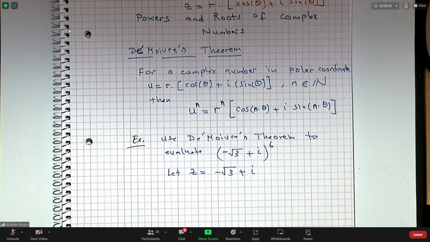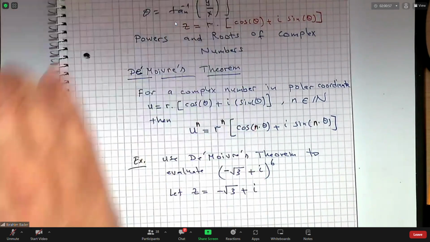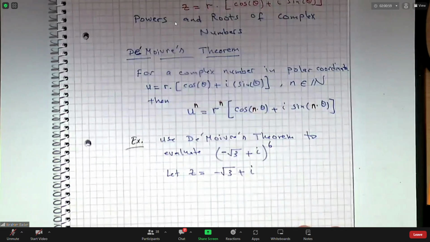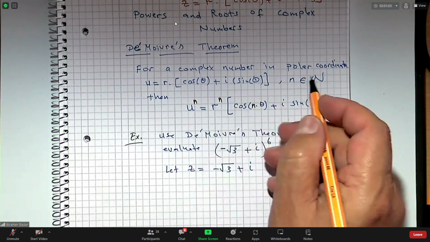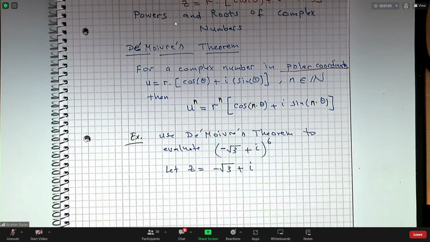...times the square, you will get it. But using de Moivre's rule, look at de Moivre's rule here. What does it say here? Given what? A complex number in polar coordinates, okay? Now, before the polar coordinates, what would you think about?